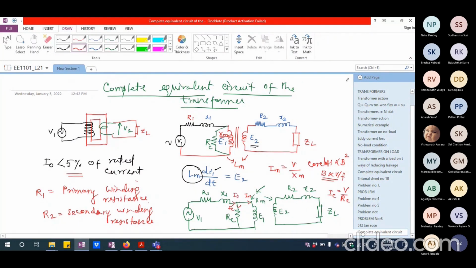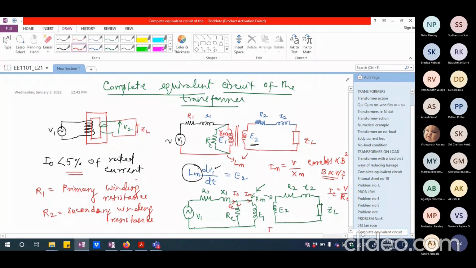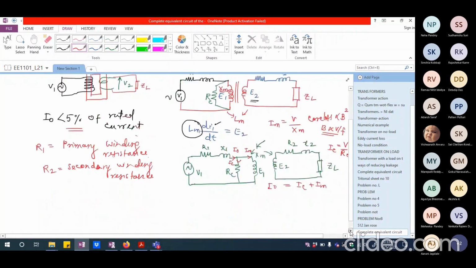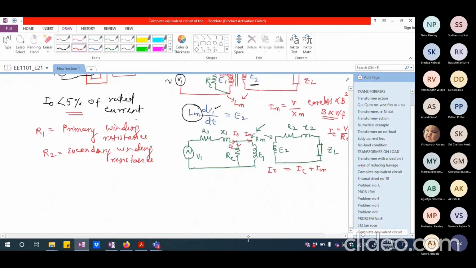So if I call this as I0, I0 is essentially going to have IC and Im together. So I should write I0, which is the no load current, that is going to be equal to IC plus Im. And both of them are applied with the same voltage. That is the reason why they have come in parallel. So this gives me the complete equivalent circuit of the transformer, where I have taken care of the core losses, the magnetizing current, and the resistances of the winding as well.